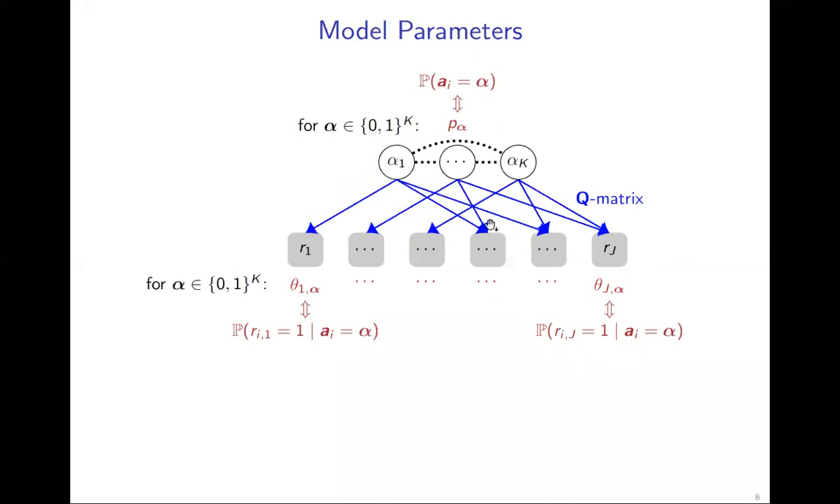Then, given one's latent pattern, it is assumed the responses to the J items are conditionally independent. Therefore, we need some Bernoulli parameters to describe these conditional distributions. And I denoted this by theta j alpha. And it denotes the conditional probability of providing a positive response to item j given your latent pattern being alpha. So note that although I only write one Bernoulli parameter under each item, in practice, they can take multiple values associated with each item because this value theta can vary as the subscript alpha varies.